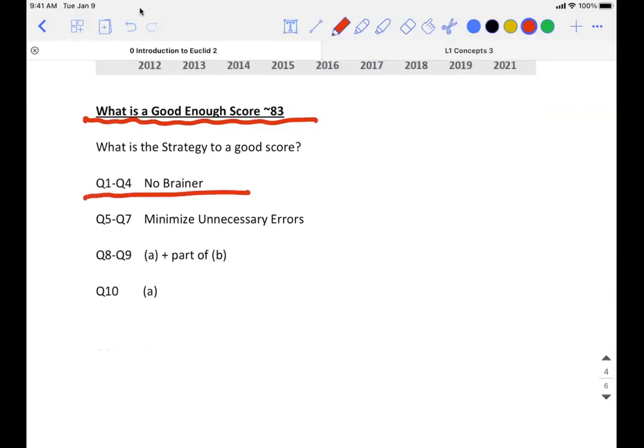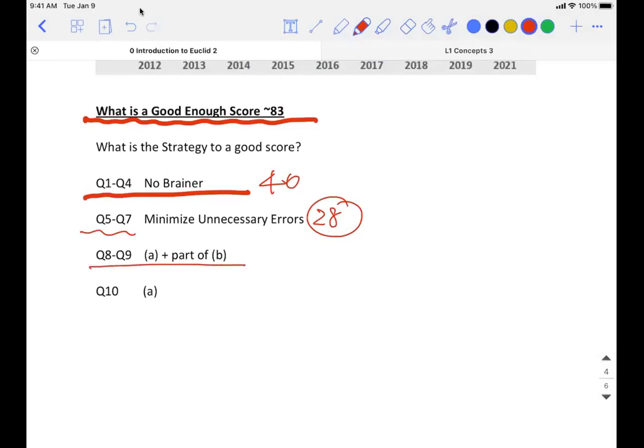First of all, question number 1 to question number 4. These are the basic problems. You have to do them and you have to do them right. There's definitely no way around it. 40 points, you have to take them. Question number 5 to question number 7 are the critical problems. You can make some mistakes, but your goal is to minimize unnecessary errors. You have 30 points there, and if you can get roughly 28, that would be no problem.